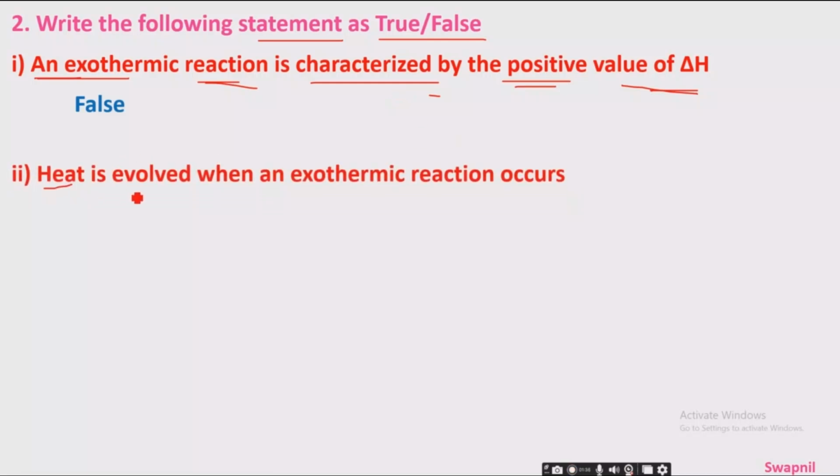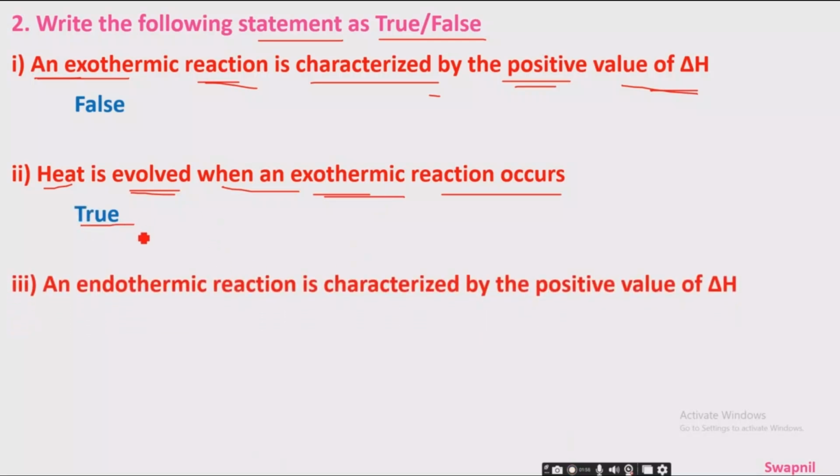Second, heat is evolved when an exothermic reaction occurs. All of you know that the reaction in which heat is evolved is called an exothermic reaction. So the second statement is true. Third statement, an endothermic reaction is characterized by the positive value of delta H value. So we know that for endothermic reaction, delta H has a positive sign. So the statement is true.